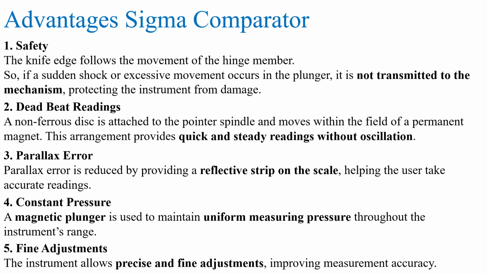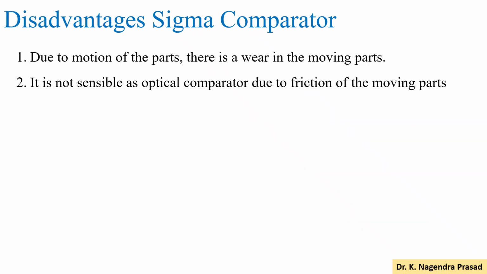Next one is the parallax error. Parallax error is reduced by providing a reflective strip on the scale, which helps the user take accurate readings. And next one is the contact pressure. The magnetic plunger is used to maintain uniform measuring pressure throughout the instrument's range. Next one is the fine adjustments. The instrument allows precise and fine adjustments, which improve the measurement accuracy.